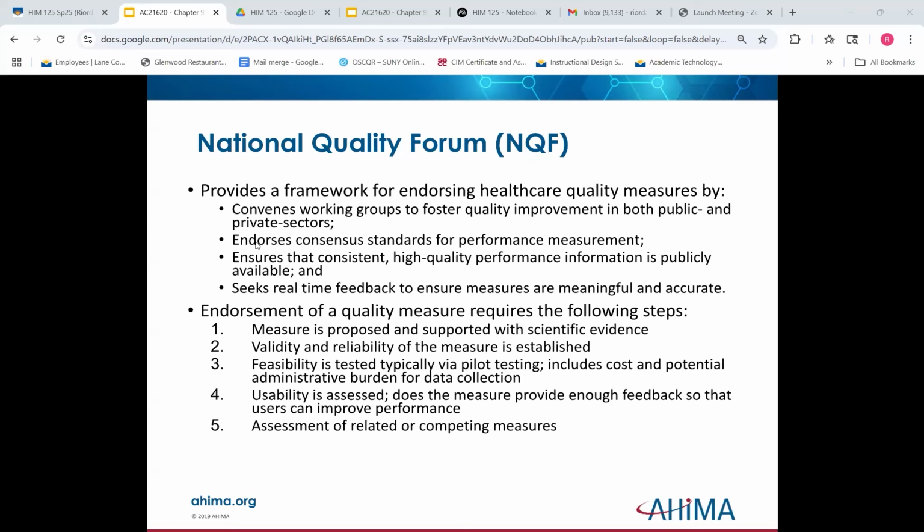And in order to get this endorsement, we need to propose a measure, back it with scientific evidence. So you might hear the term clinical based guidelines. We check for validity and reliability of the measure. We look at feasibility and usability, and then we assess the related or competing measures.